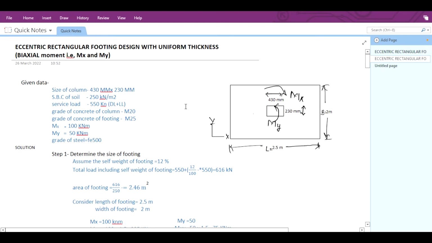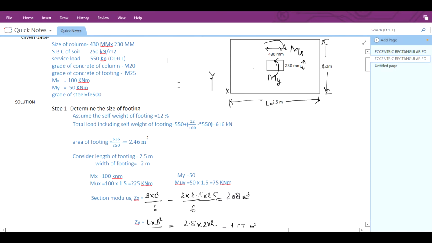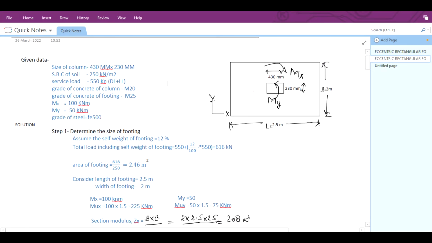When you get the result for the reaction and the total load from STAAD or ETABS, whichever software you are using for building design. The grade of concrete of the column is M20 and the grade of concrete for the footing is M25. The moment in x direction is 100 kN meter and the moment in y direction is 50 kN meter, and for the grade of steel here we are choosing Fe 500. So this is the data that was given.